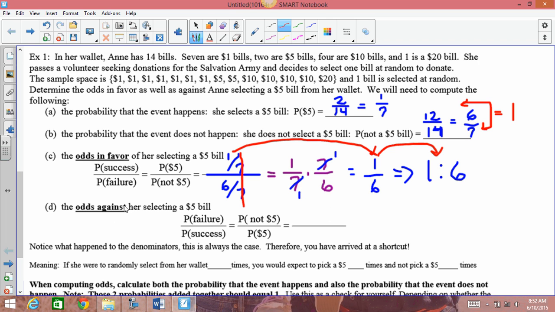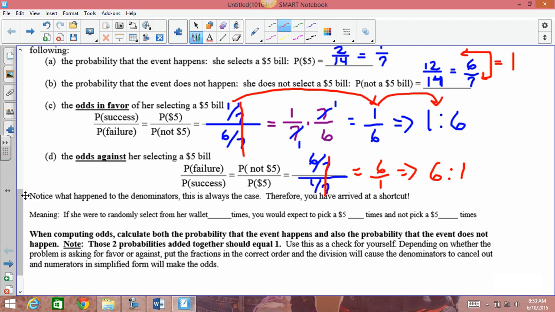In part D, you want the odds against her selecting a $5 bill, so since you want odds against, then you want the failure on top, not a 5. And so that we know is 6/7 divided by the success, her selecting a 5, which was 1/7. I'll go ahead and do that shortcut. Those denominators are going to cancel out. That leaves me with 6/1. When you're doing odds, you always need a number on the left and the right. So you don't reduce that and say, oh, that's just 6. You need a left and a right, because odds have a meaning, and we'll do that in just a moment.